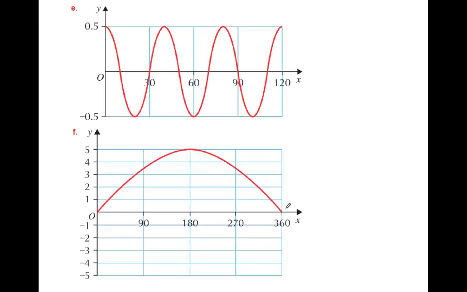We can do F if you want, but 360, that's a half. So this one would be 5 sine half of x. So that's easy. But this is a bit more tricky. So let's try and do this one.